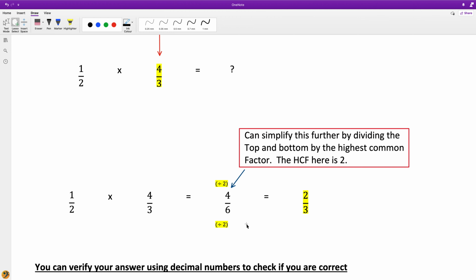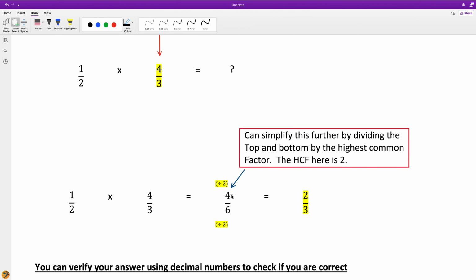A lot of the questions will ask you to express your answer in its simplest form. What that means is if you have an answer, you need to convert it down to a simpler version of that if you can. To simplify a fraction or any number, we simply divide the numerator and the denominator by the highest common factor. The highest common factor we've worked out is 2, and all that means is what number is common to your numerator and your denominator.